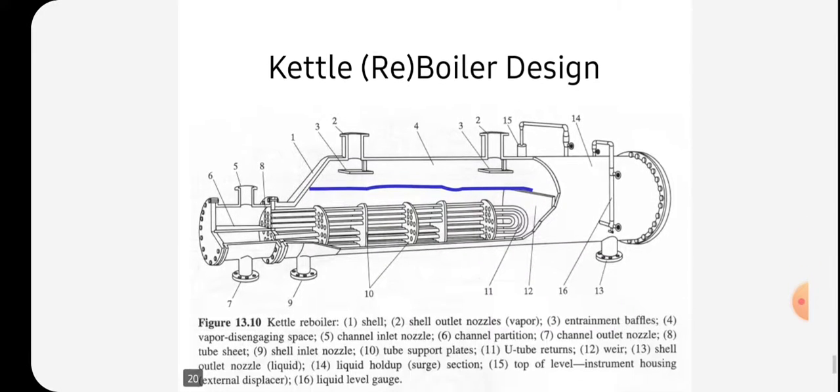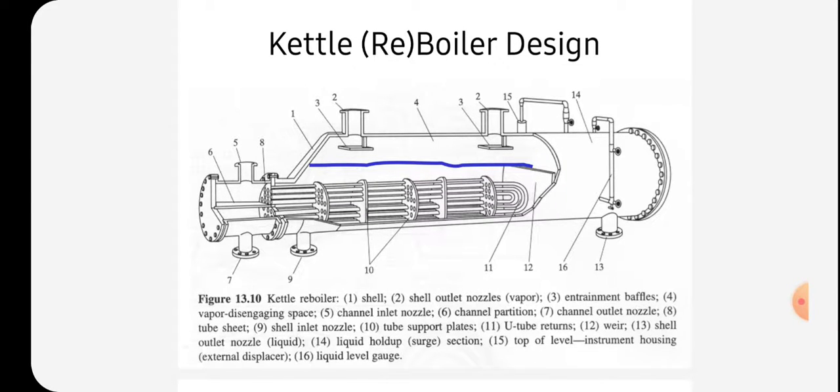Now this is the kettle type reboiler. This is also one of the most famous equipment used in the chemical processing industry. Here space is provided for the accommodation of vapors that are to be collected inside the kettle type reboiler. We can say that the steam is collected inside it.